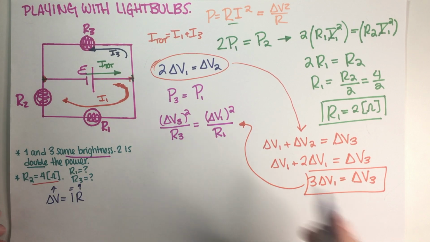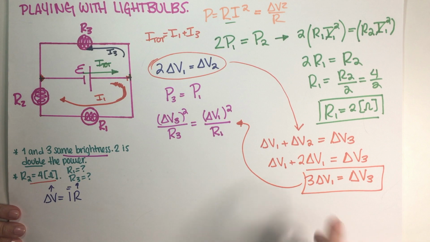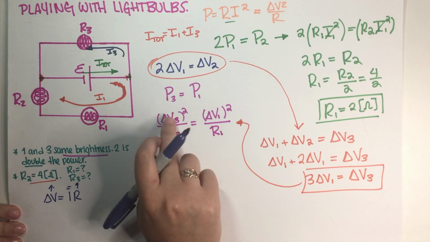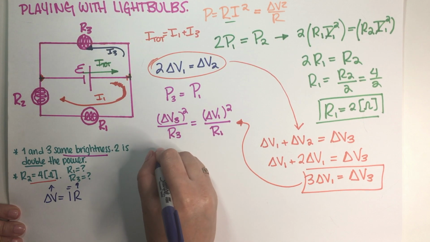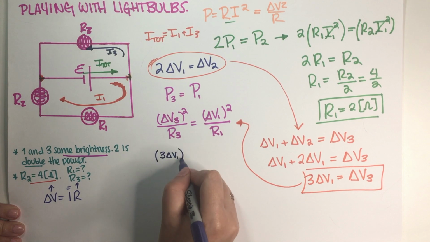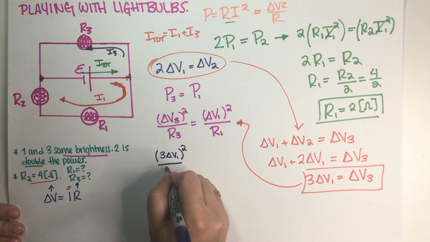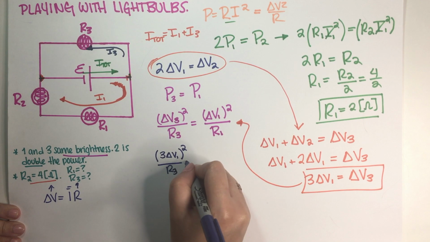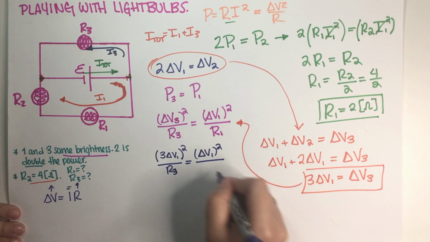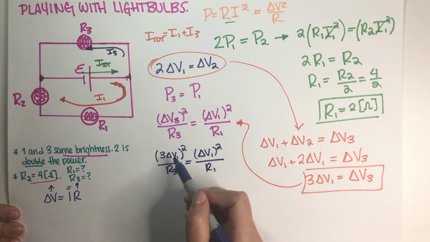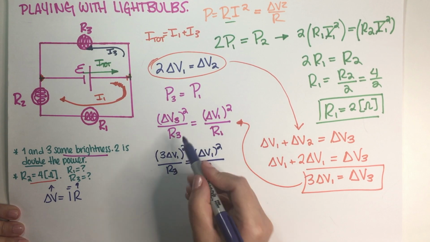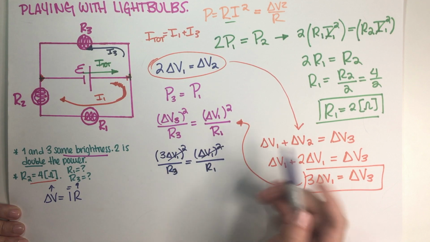Yes, so this is actually going to cancel out because 3 V1s is equal to 1 V3, so I'm just going to substitute over here. So instead of a delta V3, I'm going to have 3 delta V1 squared divided by R3 is equal to just delta V1 squared divided by R1. Now I can actually cross out delta V1 because we have the exact same number squared. So this cancels out, this cancels out.